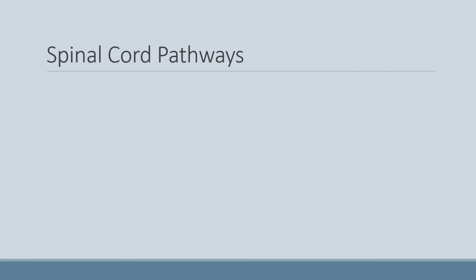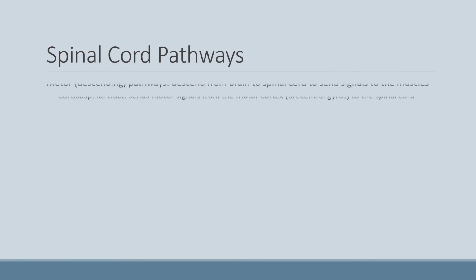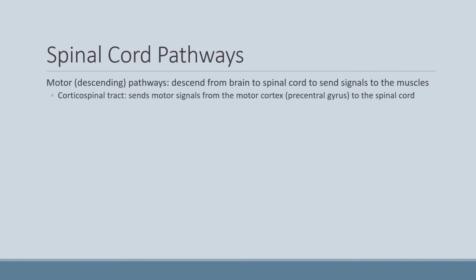Now let's talk about spinal cord pathways. There you have your major motor/descendant pathway, which descends from the brain to the spinal cord to send signals to the muscles. And the major one of note is the corticospinal tract, which sends motor signals from the motor cortex, the precentral gyrus, to the spinal cord.